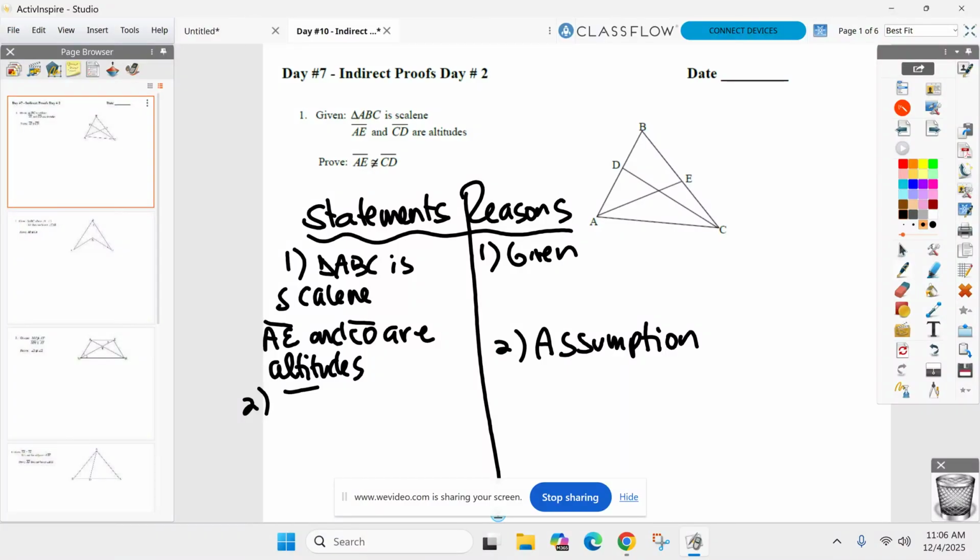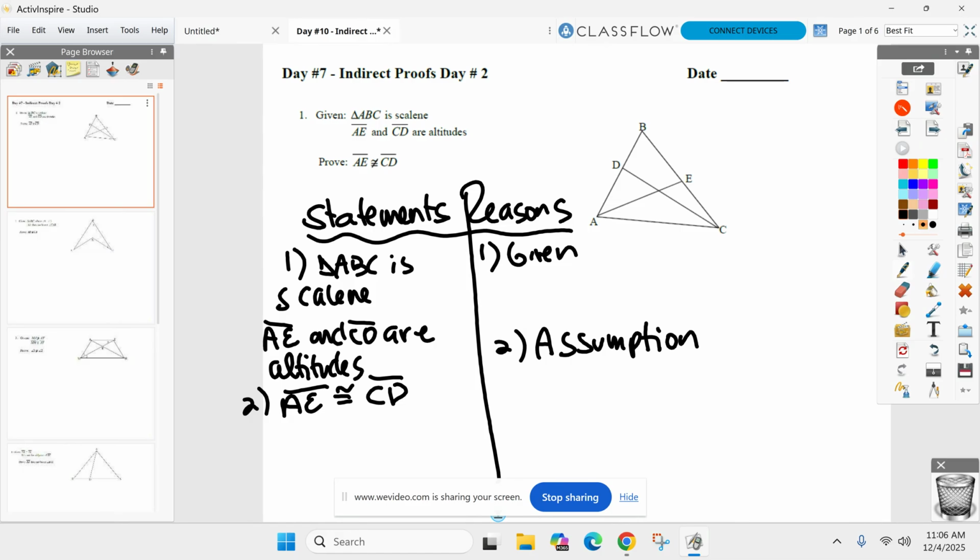Good, I take my proof statement and I say the opposite of it is true. AE is indeed congruent to CD. And then hopefully that assumption will lead to a contradiction of one of the two givens up here.